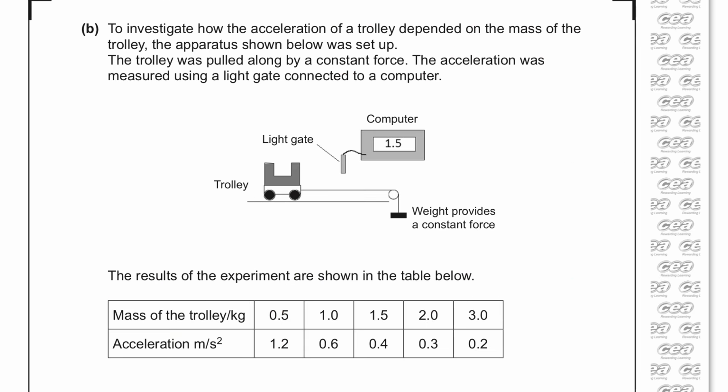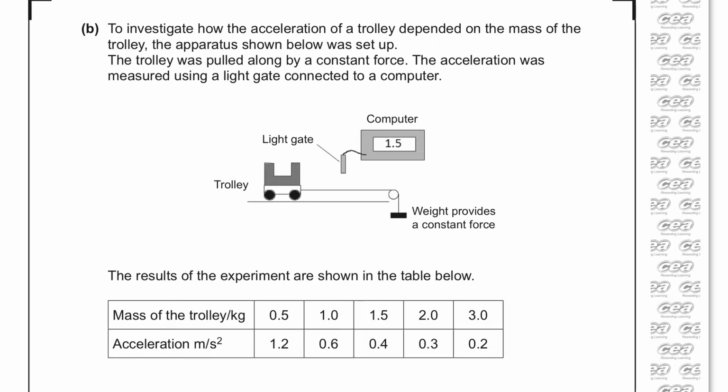Part B. To investigate how the acceleration of a trolley depended on the mass of the trolley, the apparatus shown below was set up. The trolley was pulled along by a constant force. The acceleration was measured using a light gate connected to a computer. And so we've got a single light gate with a double interrupt card here, which does allow you to find accelerations. The first bit of the card going through and the second bit of the card going through gives you two velocities, and it can then work out an acceleration based on how much those velocities have changed. So this is a valid setup for finding accelerations.